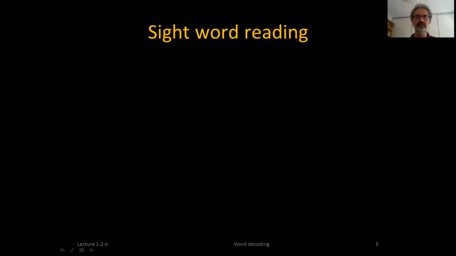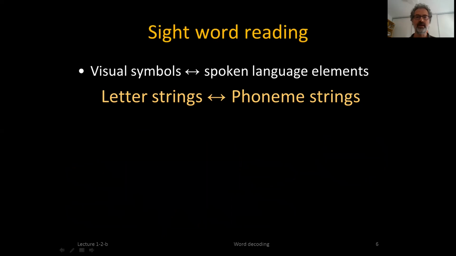What about sight word reading? Let's go back to the definition of written language being a visual representation of spoken language elements. Now, if the elements are whole words, then we can talk about letter strings, which are sequences of letters, and phoneme strings, which are sequences of phonemes. So sight word reading is the ability to go from familiar sequences of letters to known or familiar sequences of phonemes. That is, words that you already know in your spoken language.